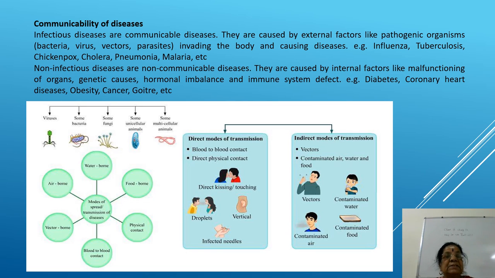Communicability of diseases. Infectious diseases are communicable diseases. They are caused by external factors like pathogenic organisms. What are all? Bacteria, virus, vectors, parasites invading the body and causing diseases. Invading, attacking, it is entering into. Examples: influenza, tuberculosis, chickenpox, cholera, pneumonia, malaria.